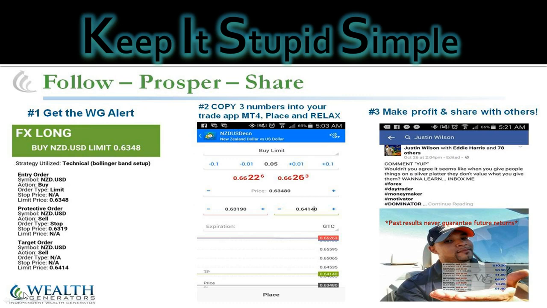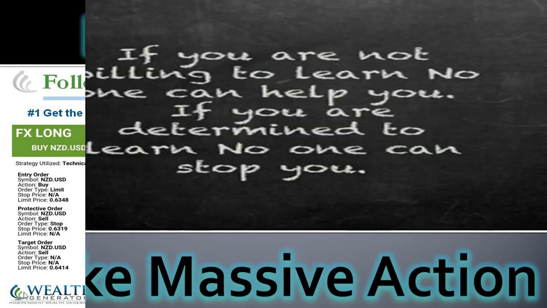I use the KISS method. Keep it stupid simple. I get the alert, I follow the alert, I plug in the information, I copy the 3 numbers into my trading application. I sit back and relax. I take my profit. I'm able to make my profits and share that with others, whether it be face-to-face, social media, however you want to share it. Guys, it's up to you. And even if you want to share it, it's completely up to you. But it's a very simple system to follow.